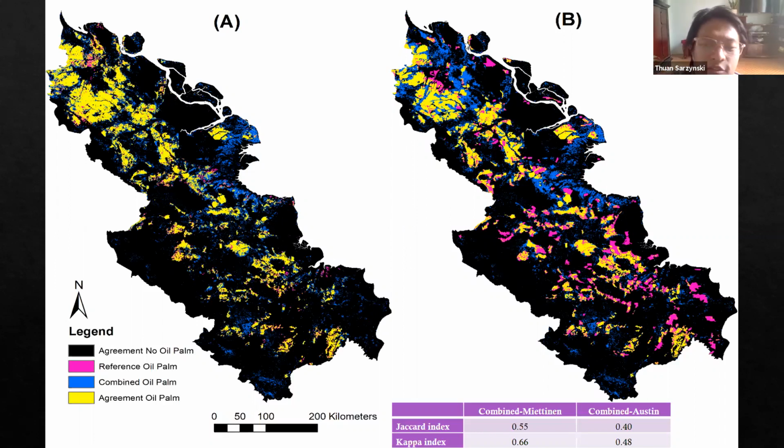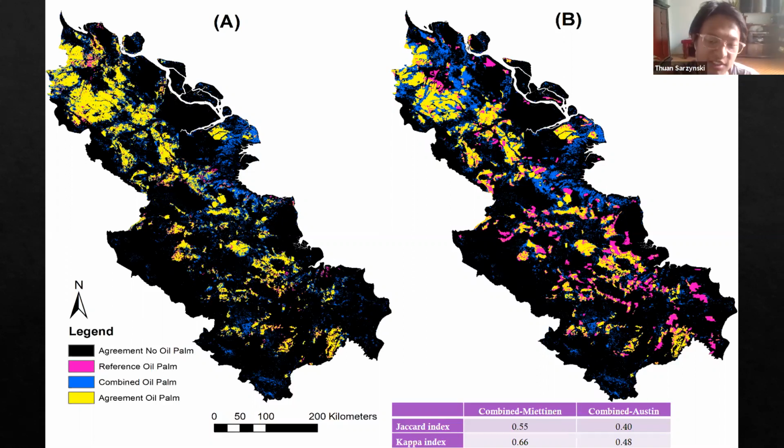And to have a better idea of how similar the maps were, we calculated two indices, the Jaccard index and the Kappa index, for each of those two comparisons. So for the combined and Mittinen, the Jaccard index was 0.55, and for combined and Austin it was 0.40. So it means that the combined and Mittinen were more similar together than combined and Austin, right? Because the Jaccard index calculates the overlap, how much two maps overlap together.